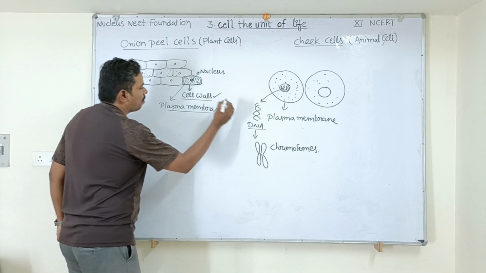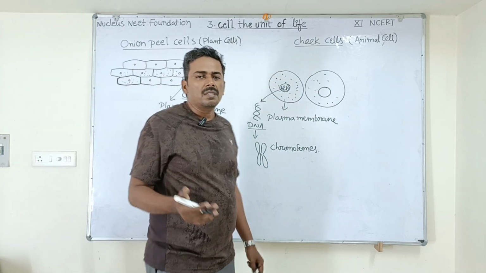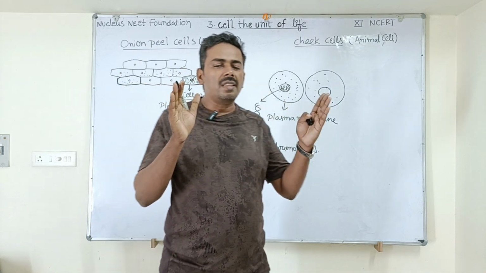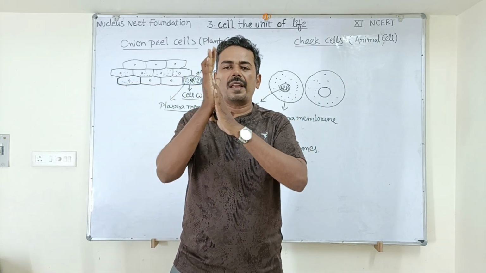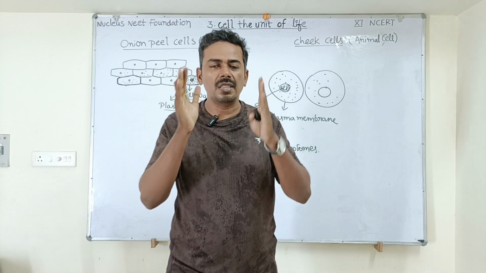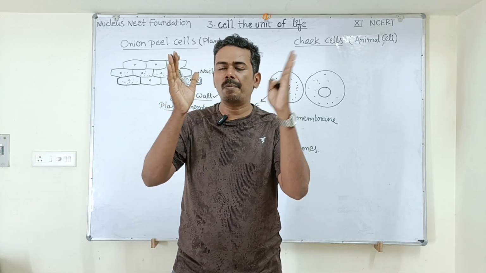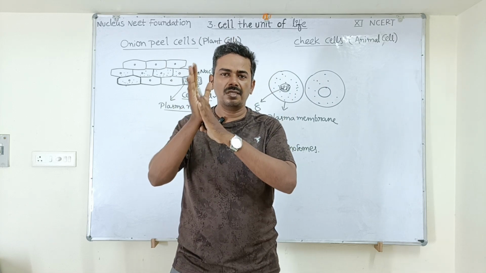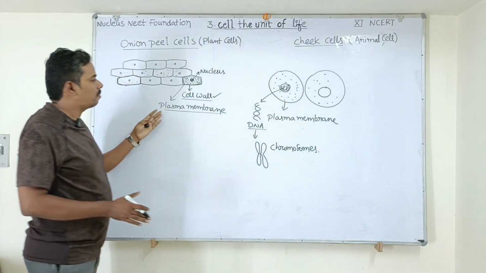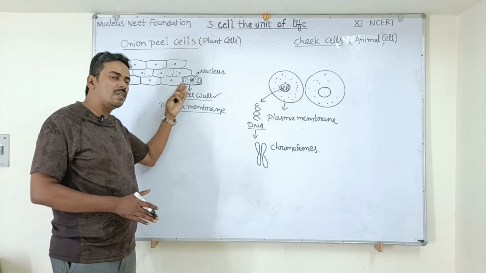Below the cell wall, actually there is a membrane called the plasma membrane, but in the microscope we didn't see that. Why? Because the plasma membrane, being very thin, is tightly pressed against the cell wall. So it is very difficult to see the plasma membrane under a normal microscope. But actually the plasma membrane is also present in the onion peel cell below the cell wall.